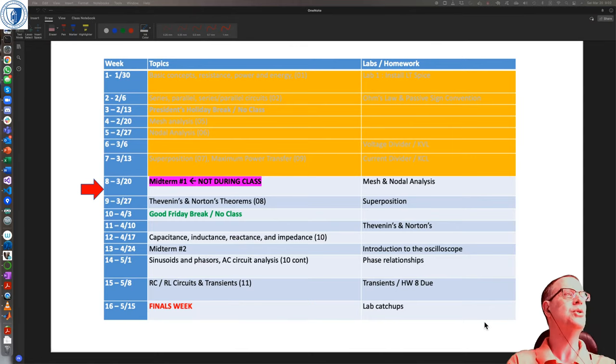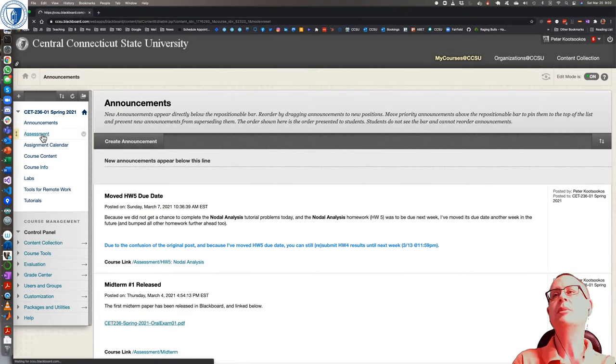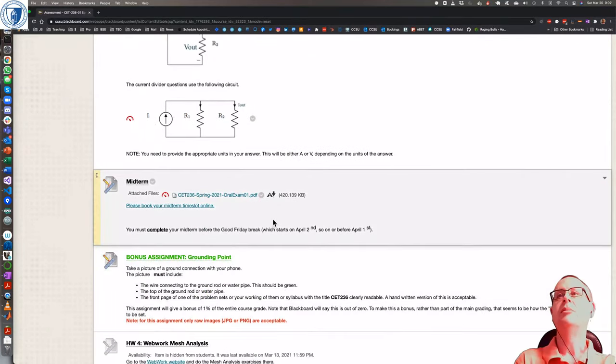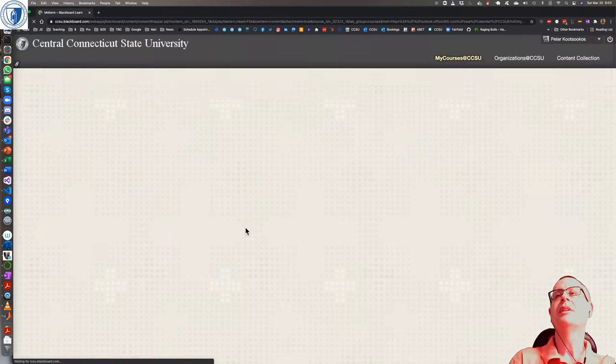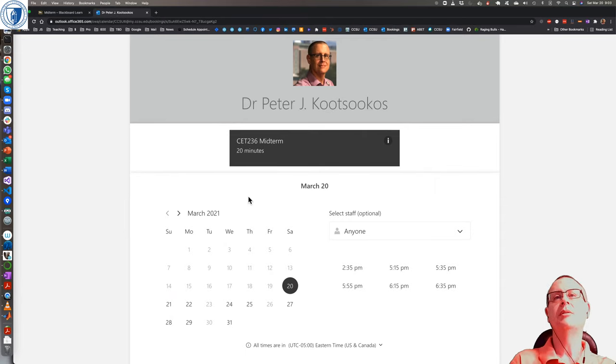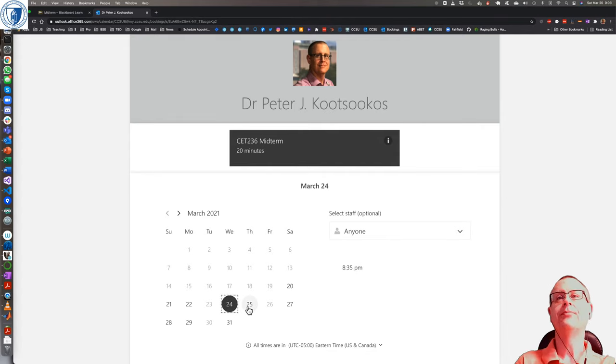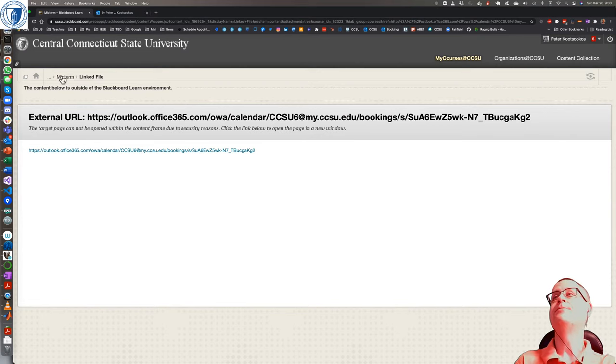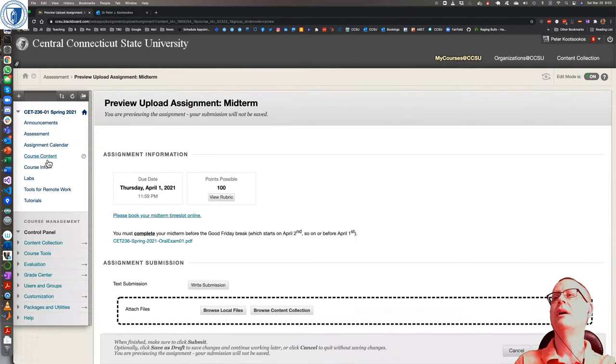As you should be aware, you should book your midterm session through the link off the accessible item in Blackboard. Just to remind you, right under assessment, and there's the midterm. There's a link here which should take you to this page, which should give you some available slots for various days. Some days have more slots than others, so choose wisely.